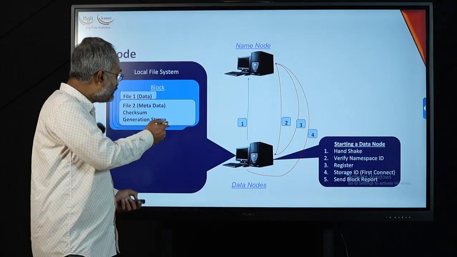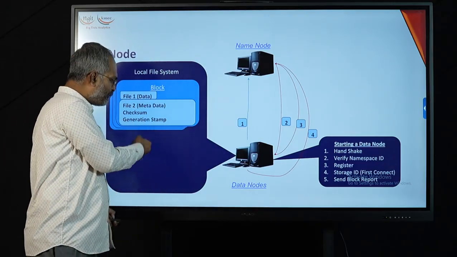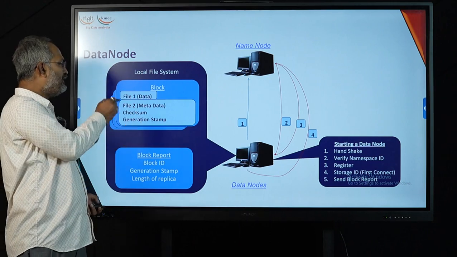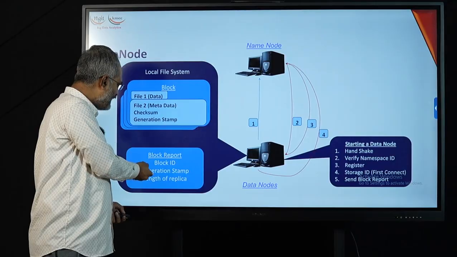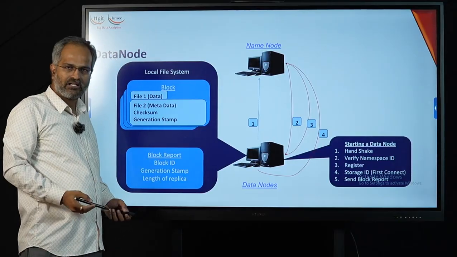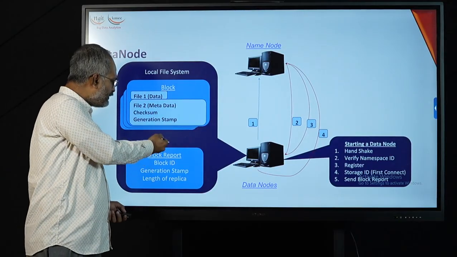Now the data node will maintain the block report. It will maintain the block report that consists of all the blocks' information like block ID, generation stamp, and length of the replica. All these will be maintained.